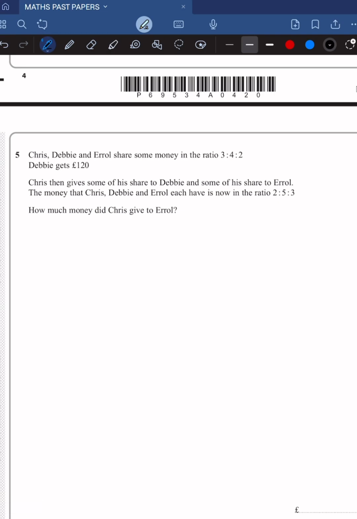Chris, Debbie and Errol share some money in the ratio 3:4:2. Debbie gets £120. Chris then gives some of his share to Debbie and some of his share to Errol. The money that Chris, Debbie and Errol each have is now in the ratio 2:5:3. How much money did Chris give to Errol?